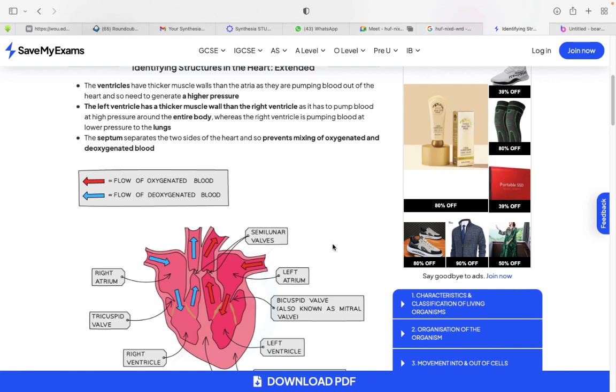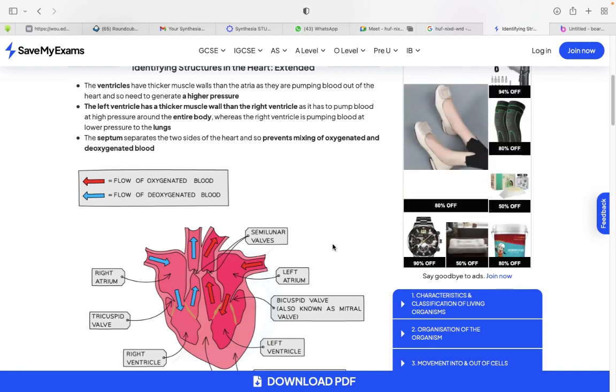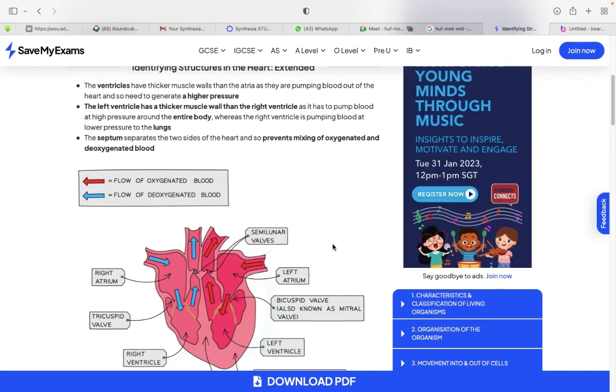So the walls of the left ventricle need to be thicker to withstand what is going to the rest of the body, because it needs a very high blood pressure. The heart is pumping boom boom to the rest of the body, so the walls of the left ventricle need to be thicker than those of the right ventricle, because it's from the left ventricle that the blood is pumped to the rest of the body.